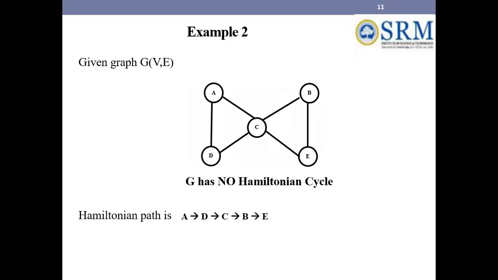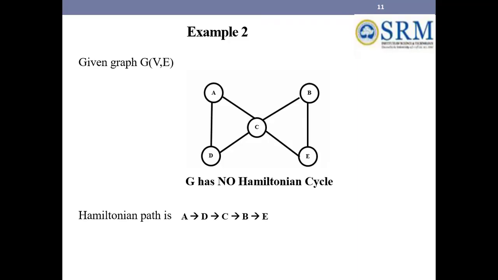And second example, so these type of problems have 0 or more solutions. Some problems have no solution. See the graph. I'm starting at node A. So from A, I can move to D, D to C, C to B, B to E. This is a Hamiltonian path. A to D, D to C, C to B, B to E. But from the last node, there is no direct path to the starting node. E to A not possible. So this problem has no Hamiltonian cycle.